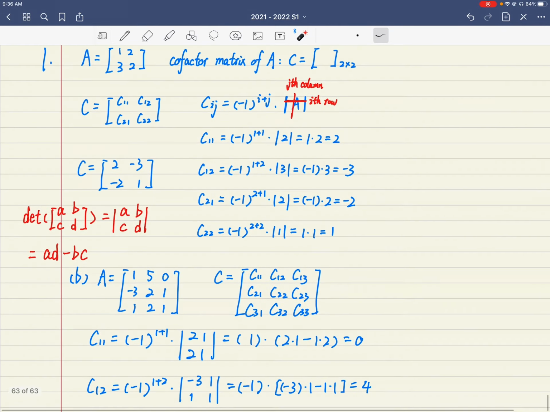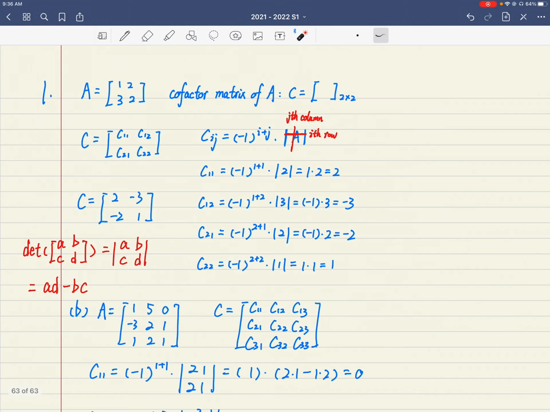So a quick summary, a cofactor matrix always has the same size as the original matrix, and for each entry, it follows this formula.